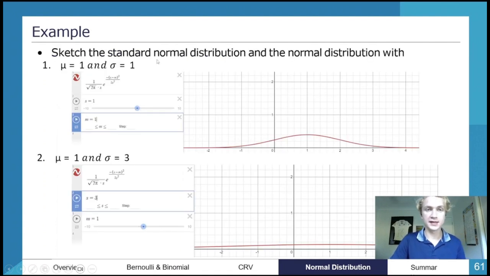Okay, so an example would be to sketch the normal distribution and the normal distribution width. Where mean equals 1 and S equals 1, I've just got Desmos here and changed it. As we can see, if the mean is 1, that means the peak is going to occur at 1. For the second one, the peak is still 1. But because the standard deviation is 3, we have a much wider interval for which most of the values lie. We're going to talk more in depth in a minute about what those different rules are.